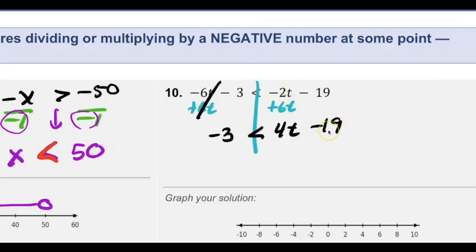Now we have to get rid of this 19. So let's add it to both sides. Plus 19, plus 19. These cancel. I get 16 is less than 4t. And then we're going to divide by 4.